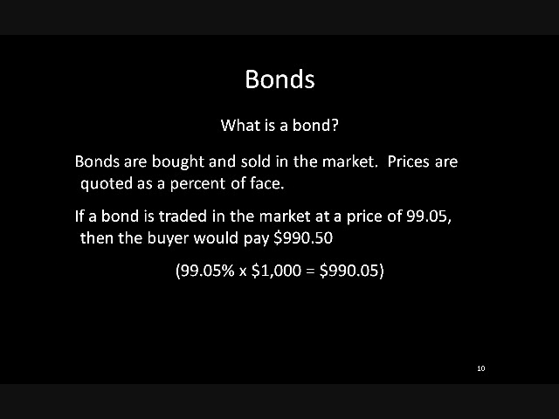Bonds are bought and sold in the market, and prices are quoted as a percent of face. So if a bond is traded in the market at 99.05, then the buyer would pay $990.50. That's assuming it has a face amount of $1,000. So you just take 99.05% and multiply by 1,000.